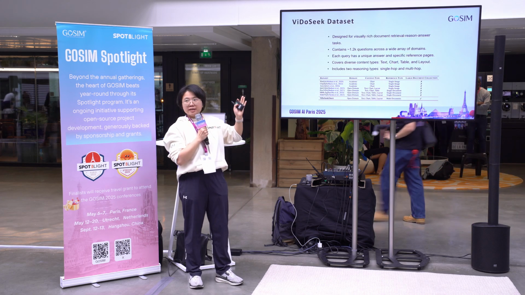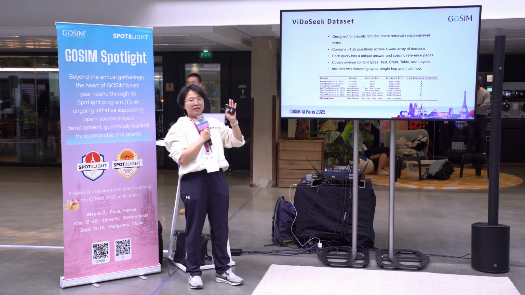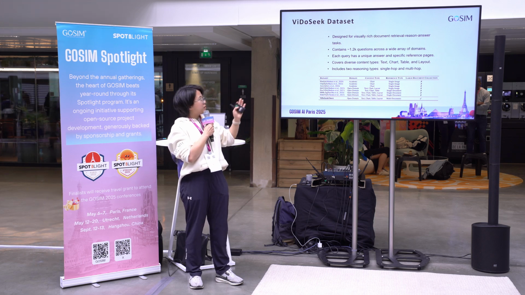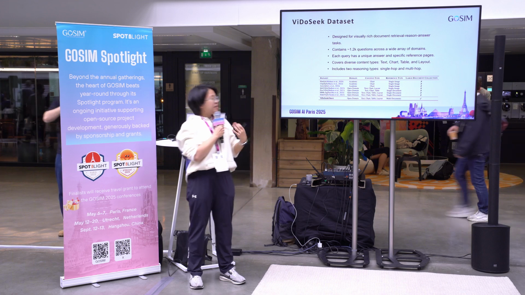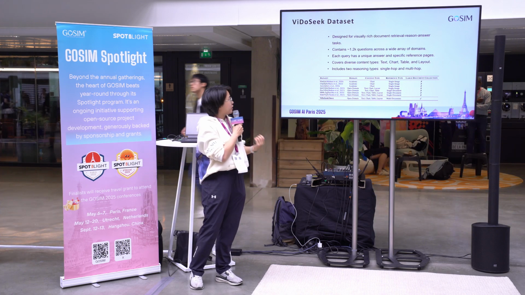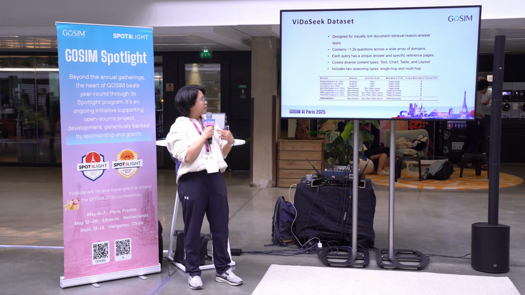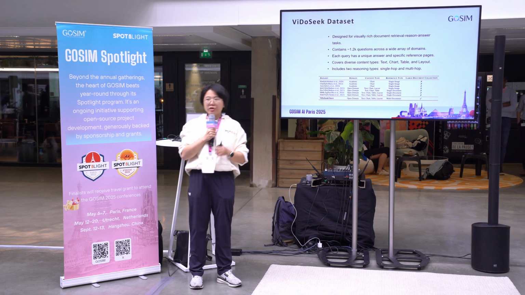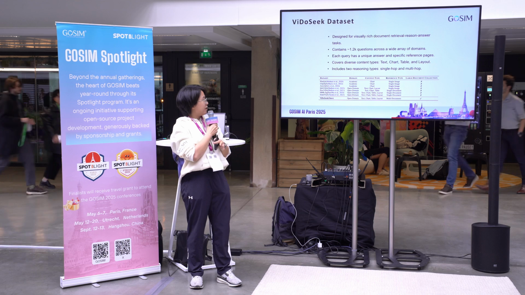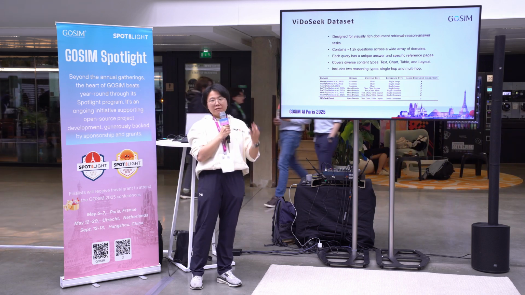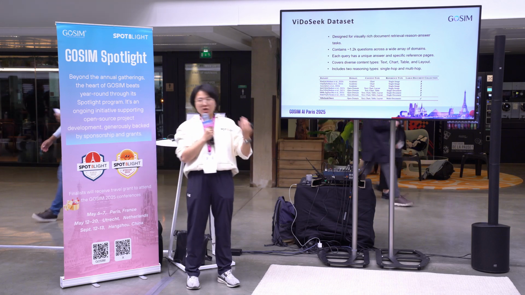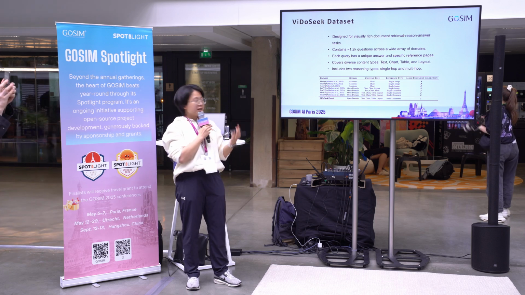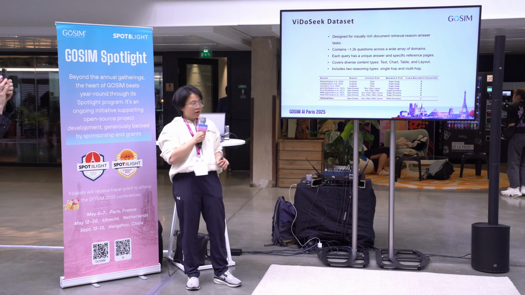First, our ViDoSeq dataset is released on GitHub, and all of you can use it. It is designed for visually rich documents, and it contains 1,200 questions across a wide range of domains. And each query has a unique answer. It's very important in a RAG system to have a unique answer. And we have diverse content types like text, chart, table, and layout. And we have multiple reasoning types like single-hop and multi-hop.